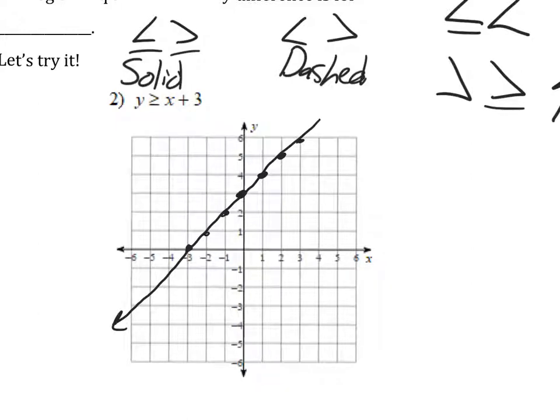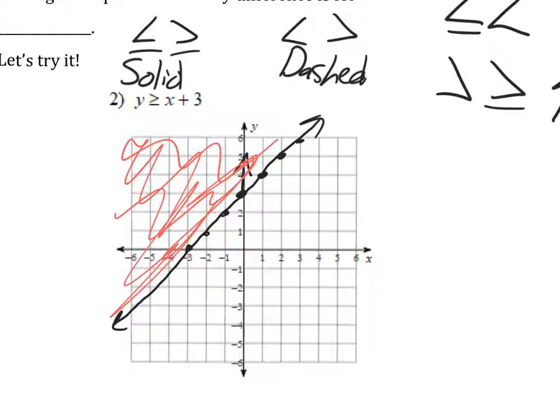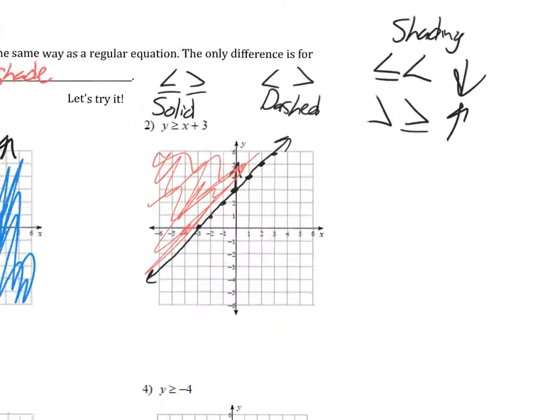Now, above or below, it's greater than, so that means I want to be above. So I'm going to draw an arrow up. That tells me I want to shade everything that is up here. So everything that is in that shaded area could be my answer. It would work.